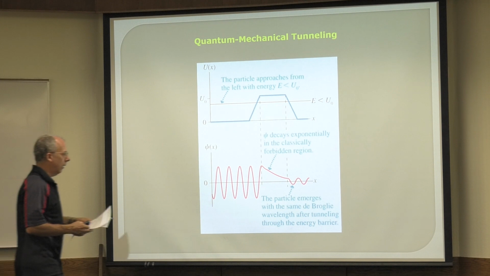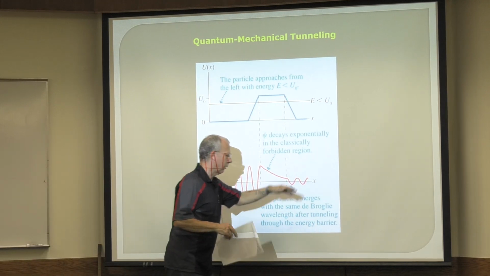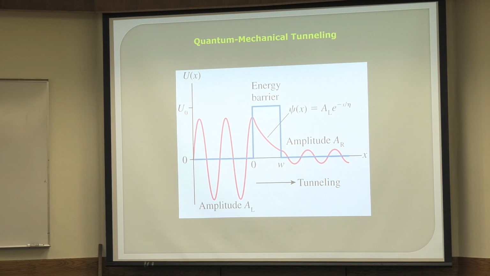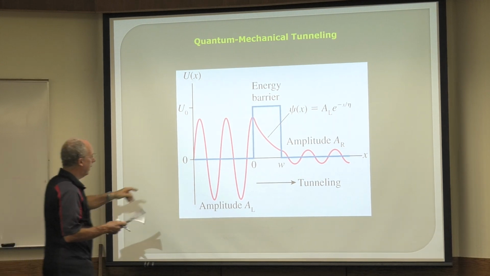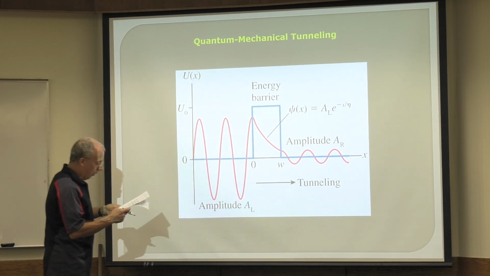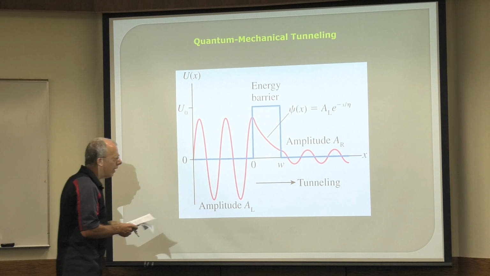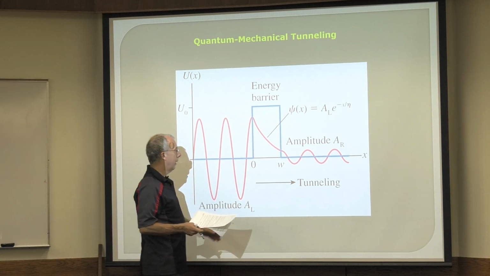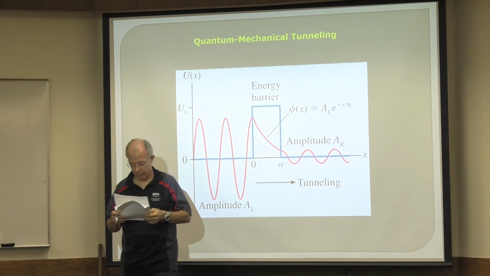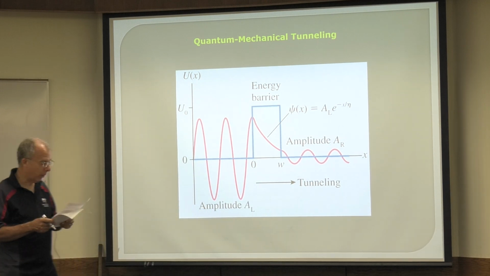Okay, we want to just look at this region here. So let's blow it up. All right, there we go. Okay, and again, this is the wave function, right? Now, what we want to do is calculate the probability that the particle is going to go through the barrier. Okay? That's what we're going to do.